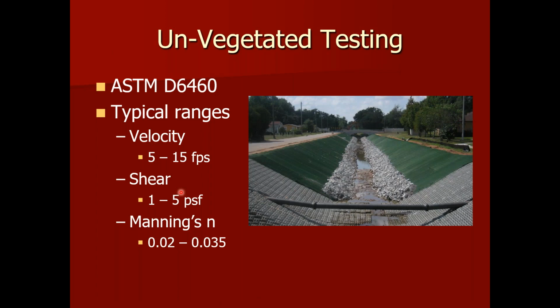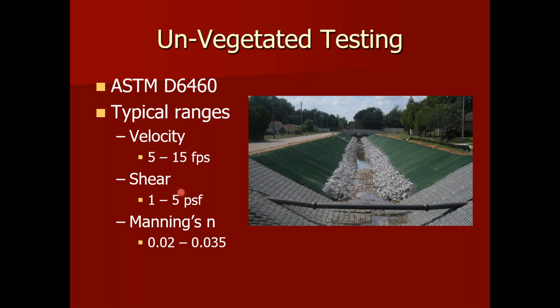Typical ranges per ASTM D6460, channelized testing range from 5 to 15 feet per second in an unvegetated condition, and shears 1 to 5 pounds per square foot. Manning's n is important. What we've seen is across the different types of TRMs, between 0.02 and 0.35 for unvegetated conditions, certainly much higher for vegetated, for freeboard calculations.